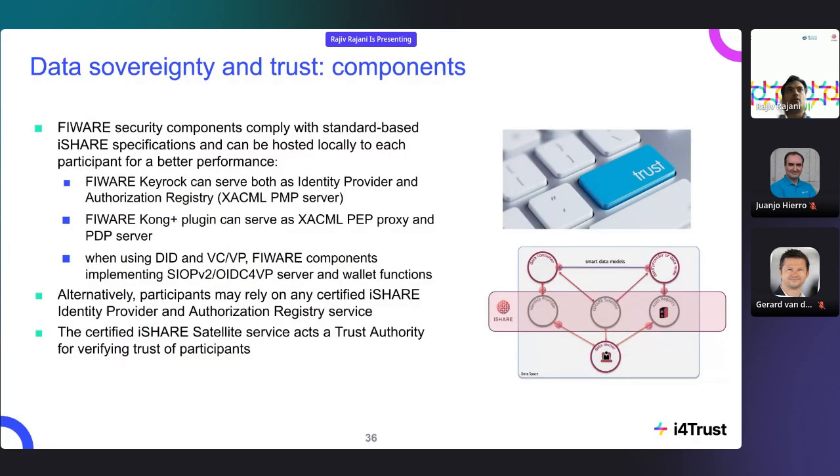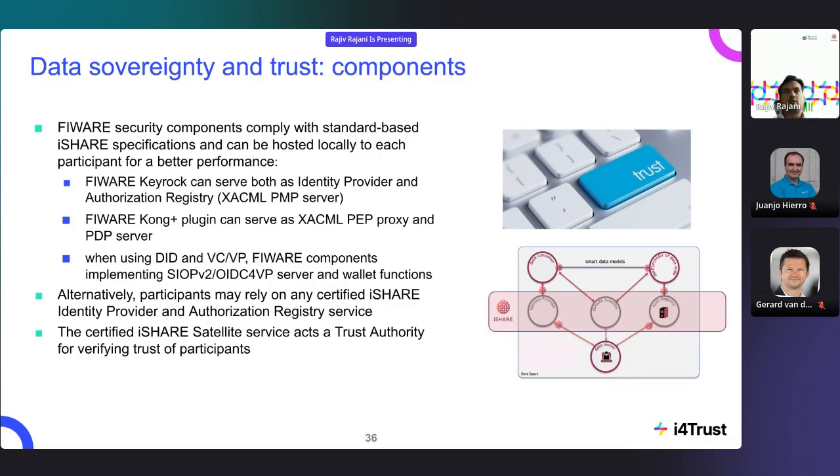So the components that we provide under i4Trust are open source technical components provided by FIWARE. So these FIWARE components have been evolved to comply with iSHARE specifications, and these are available to you as open source components, so you can use them to kickstart your data space journey and implement these compliant components and develop your use case or your solution based on these components, so that your time to market is significantly reduced.